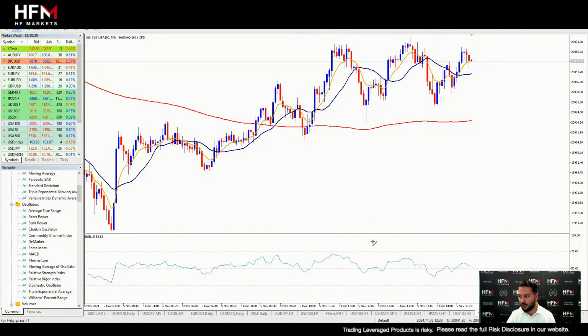The only thing which is worrying me slightly here is, look at this, ladies and gentlemen. Look at the RSI's divergence, downward price movements, where the NASDAQ is moving sideways. So there is a slight concern.